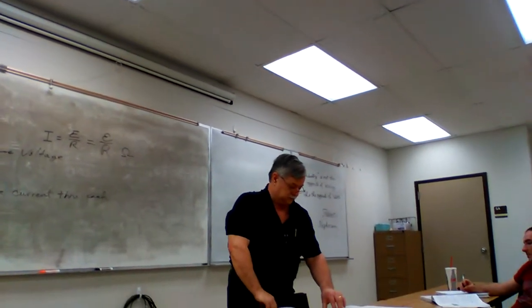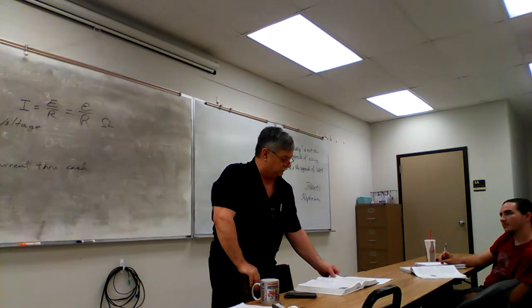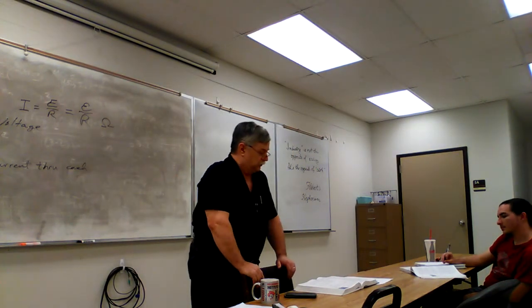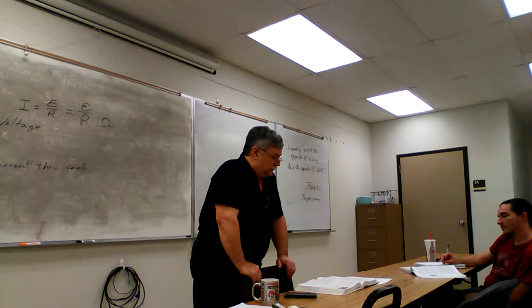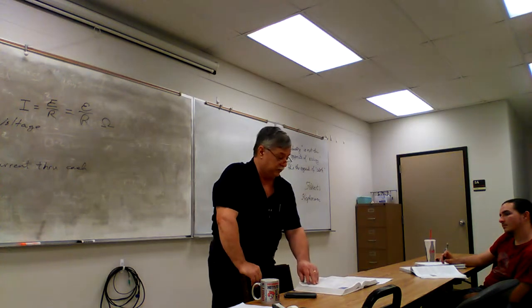All right. I take it here, everyone can figure out how much current is flowing if you put 1.5 volts across a 5 ohm resistor. Yeah, you're going to get 1/3 of an amp or 0.3 amps.